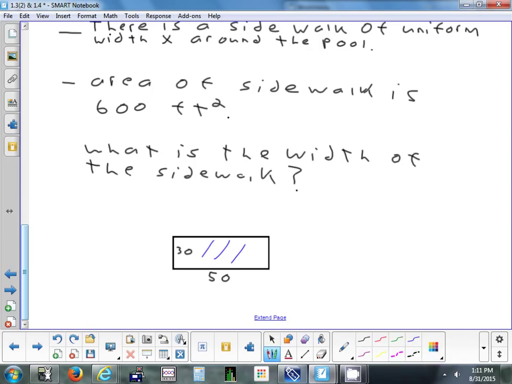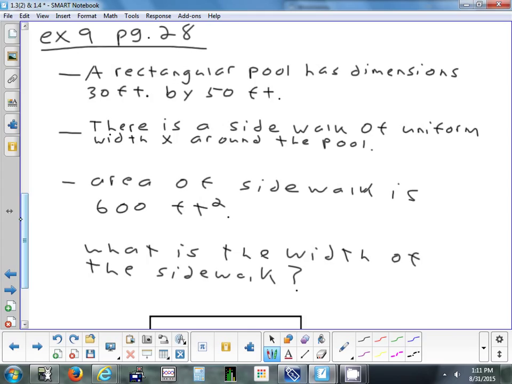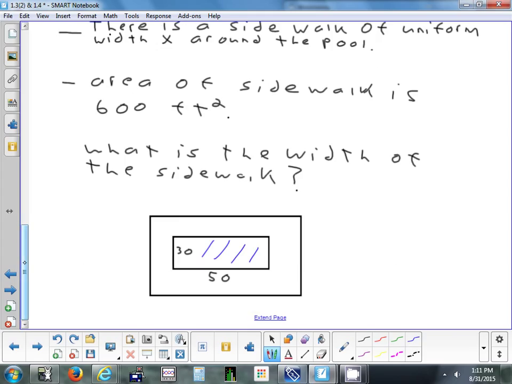We'll shade that in blue. That's the pool. Around the pool, we're going to have a sidewalk. The sidewalk is going to be uniform width, best I can, all the way around the pool. And it tells us the width is x. X from there to there, and x from there to there.